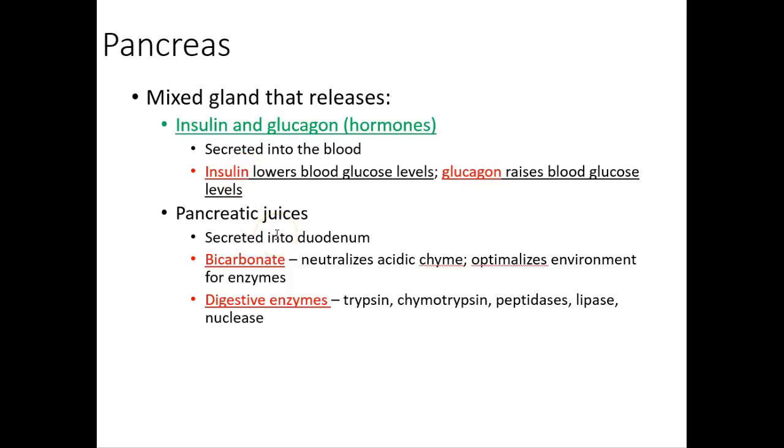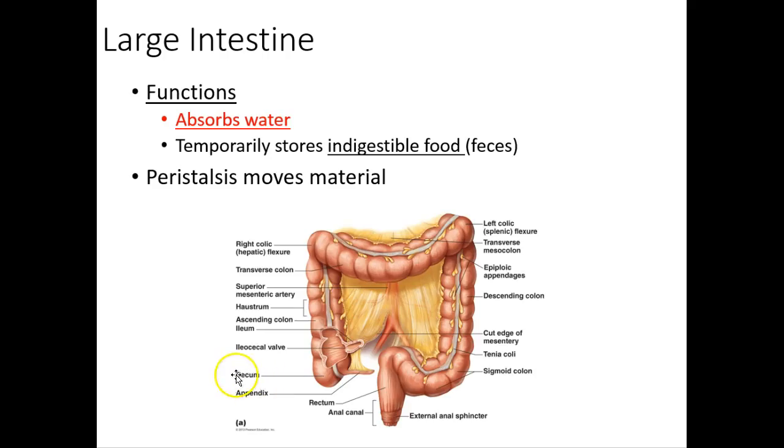The pancreatic juices, besides that, we talked about the bicarbonates because they're going to create a perfect pH for the enzymes to work, and then the digestive enzymes that, again, go ahead and refer back to your chart to see what those are.